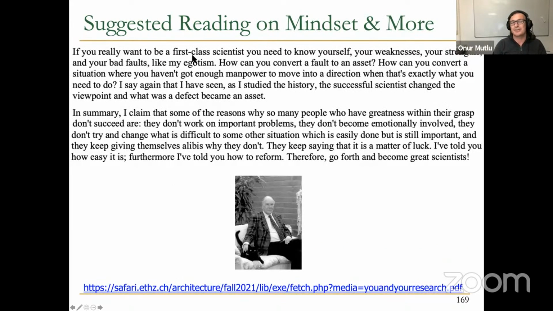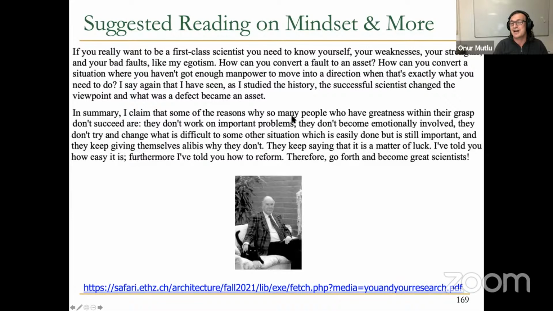Basically, he says, if you really want to be a first-class scientist, you need to know yourself, your weaknesses, your strengths, and your bad faults. How can you convert a fault into an asset? How can you convert a situation where you haven't got enough manpower to move into a direction when that's exactly what you need to do? Basically, how can you convert a situation where you get these bad reviews to your advantage? It may look like it's not easy to do, and it's not easy to do, but I think by being resilient, you can do that. So I think this is actually very good advice.